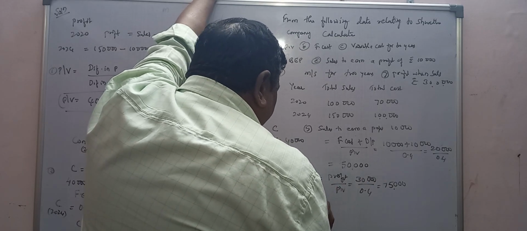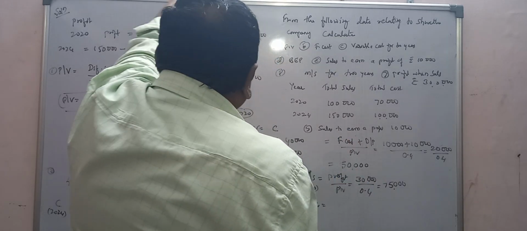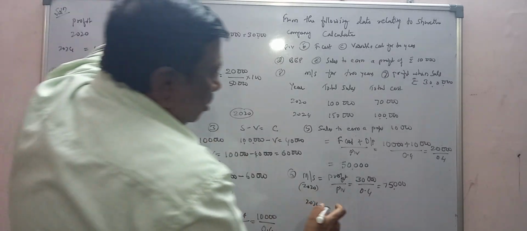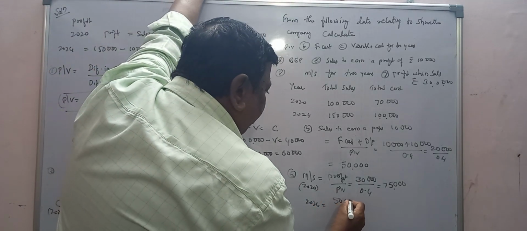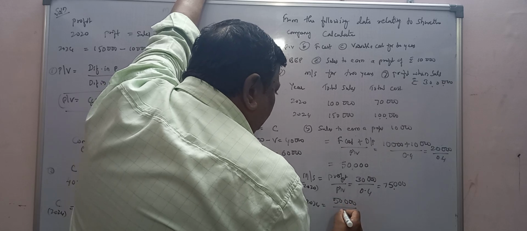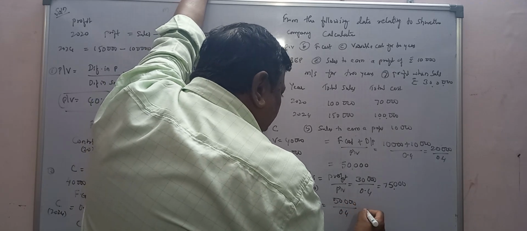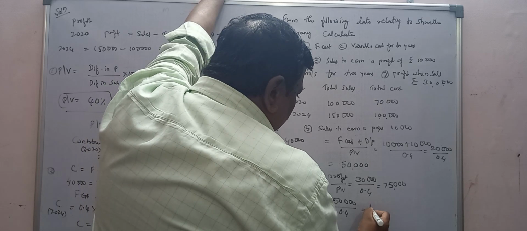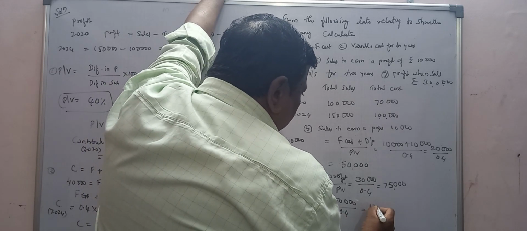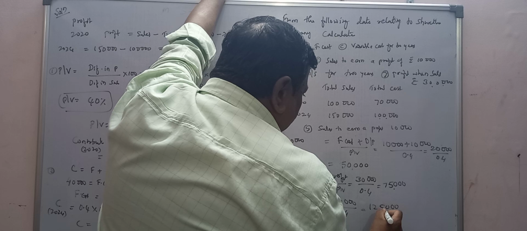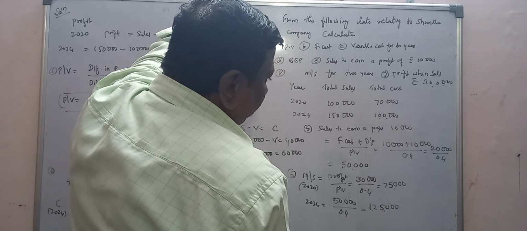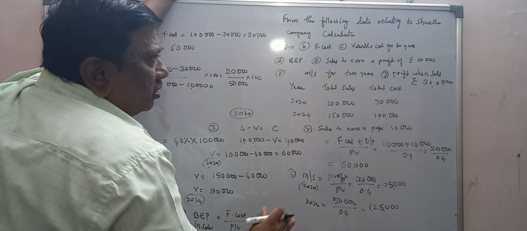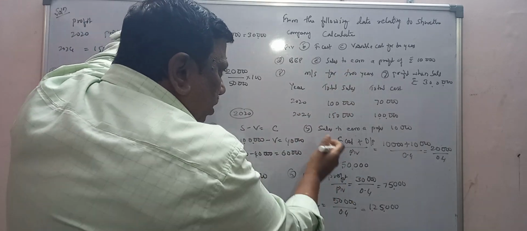So for 2024, they are asking both the years. In the second year, we have profit of rupees 50,000. So profit divided by PV, 50,000 divided by 0.4. 40% means 0.4. 1,25,000. So this is margin of safety for 2 years. See, this one is the formula, right?